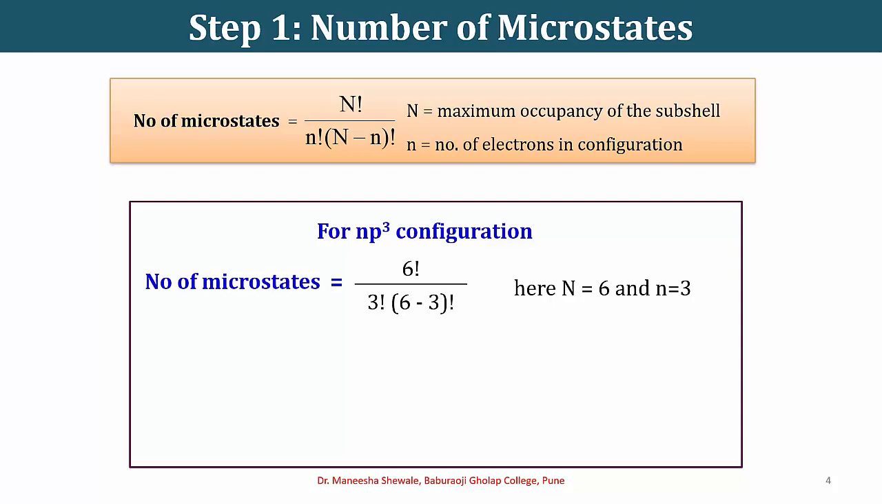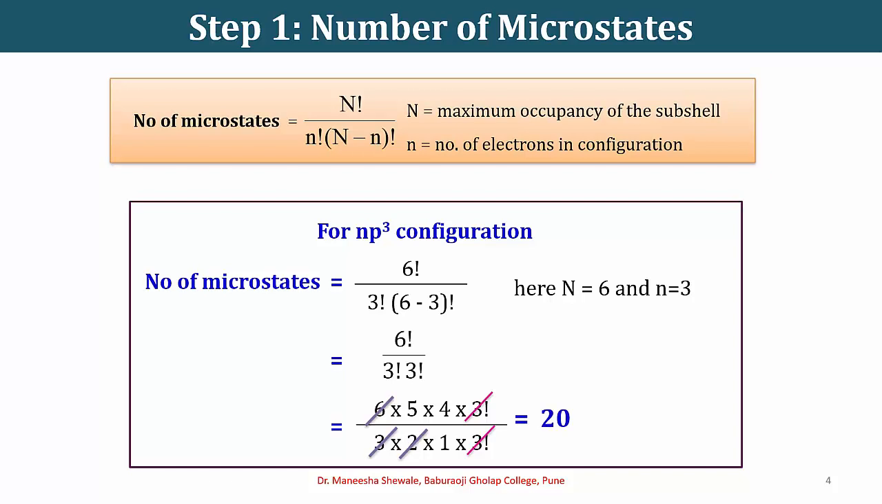So the number of microstates is equal to 6 factorial divided by 3 factorial into 6 minus 3 factorial. So this is 6 factorial divided by 3 factorial into 3 factorial. 6 factorial we can write as 6 into 5 into 4 into 3 factorial. So by cancelling the common terms, we get 5 into 4, which is 20. So the number of microstates is 20. That is, the 3 electrons can be filled in the p subshell in 20 different ways.